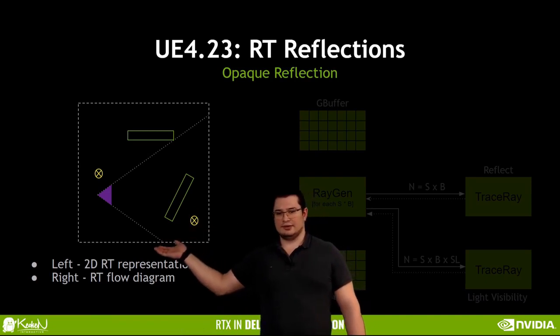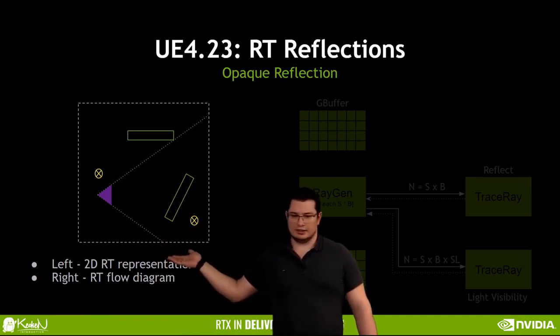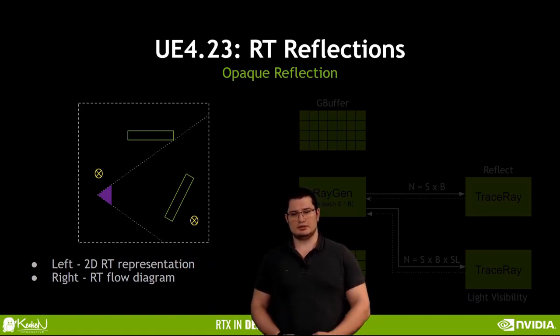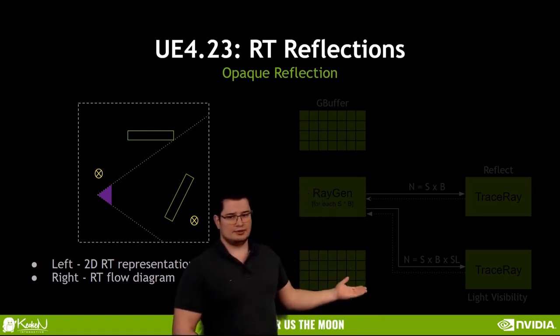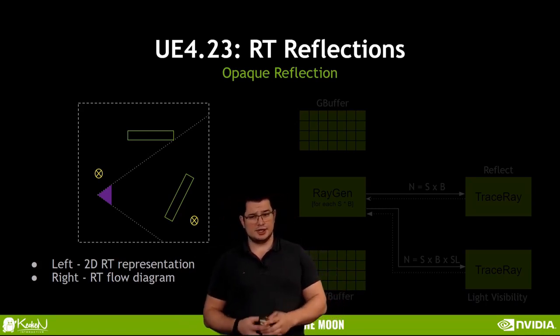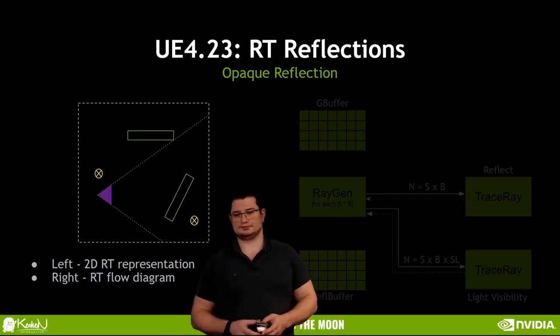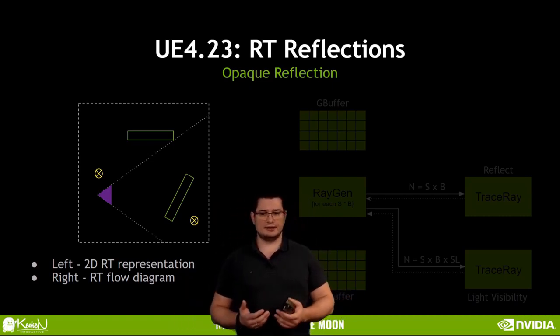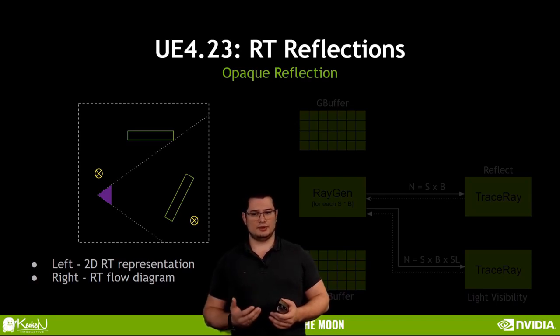Here on the left, you are seeing a 2D ray tracing representation. And on the right is the representation of Unreal Engine's shader code and its flow. So we're going to go step by step through how reflection is created, and this should help you understand how it all works.